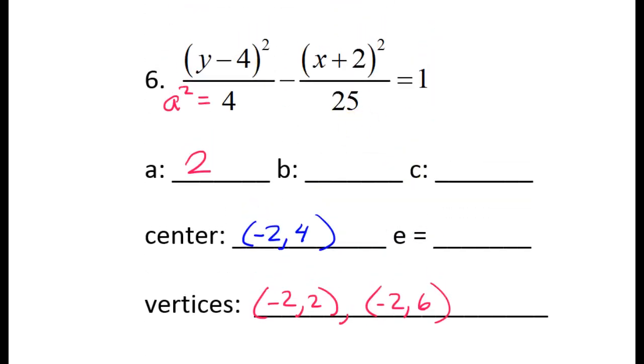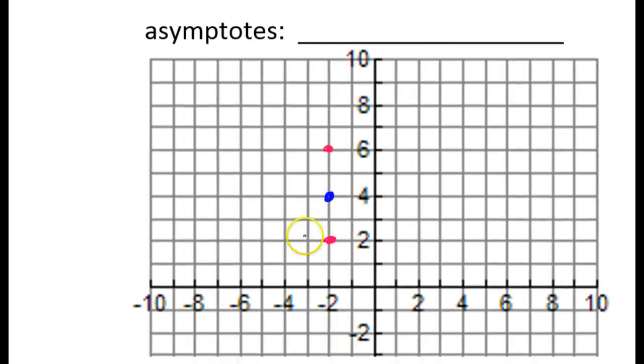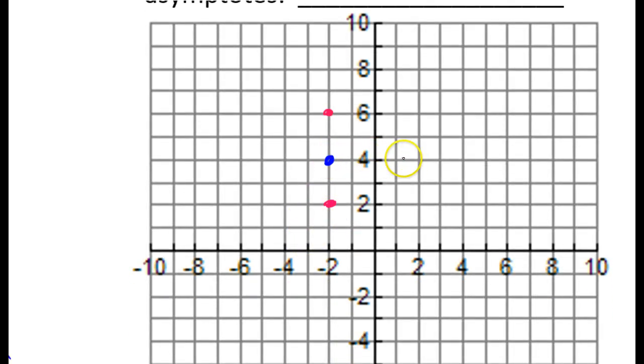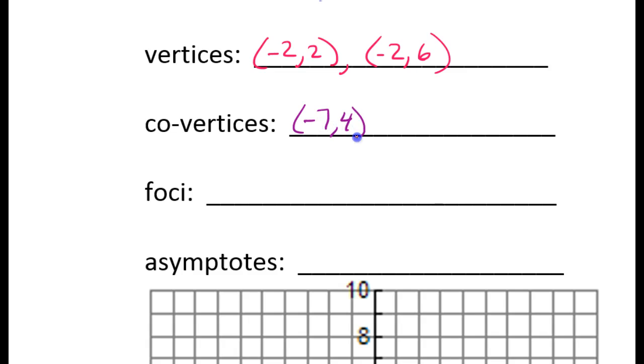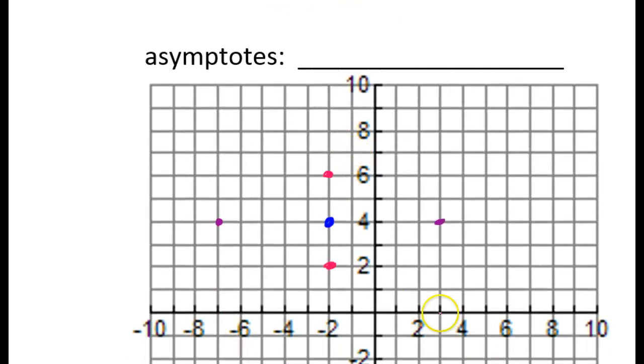Alright, let's find the b value and the co-vertices. So we know that b squared is the second denominator. So that means b is going to be 5. Notice that the 25 is the denominator of the x term, so I will do my plus and minus 5 in the x direction. So I will go 5 to the right and 5 to the left. These are my co-vertices. So that's going to be negative 7, 4, and 3, 4.